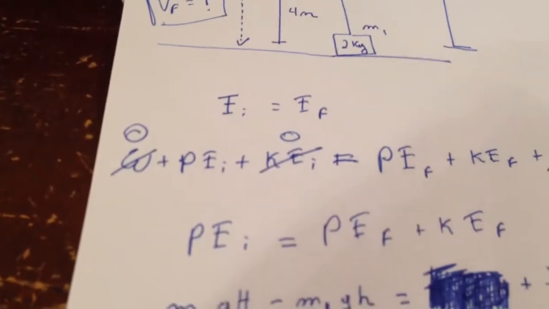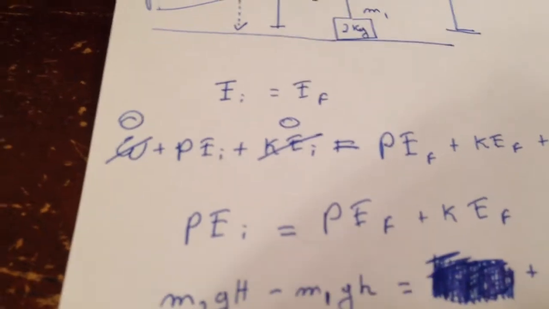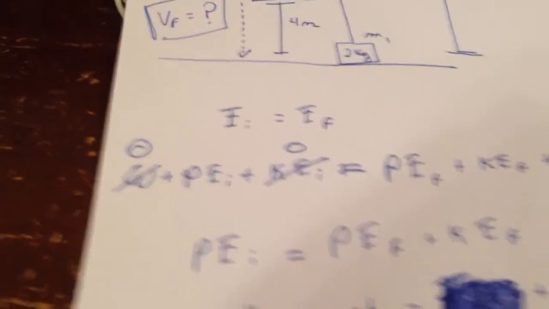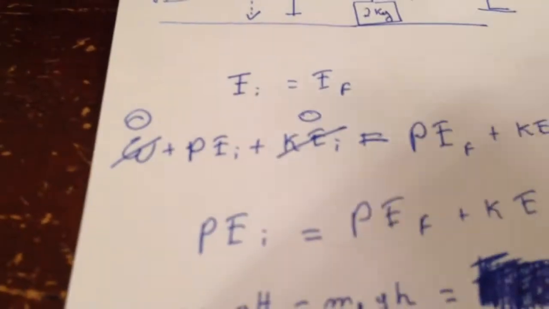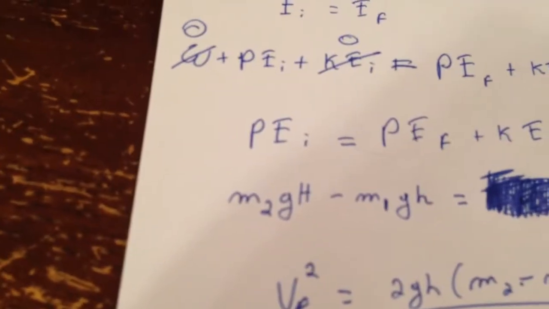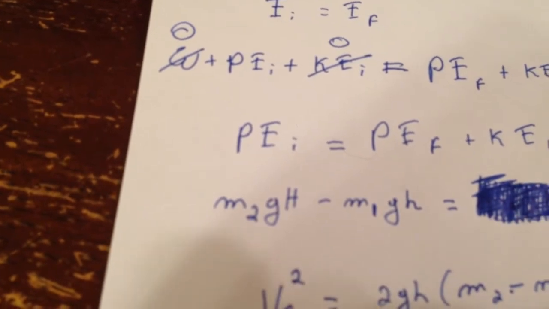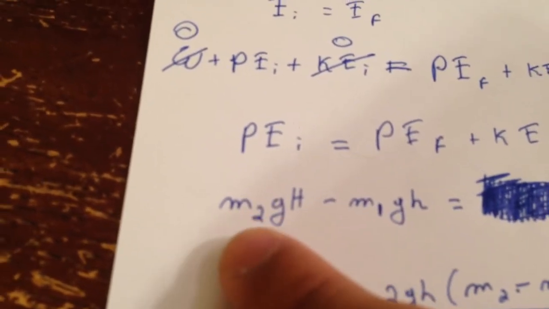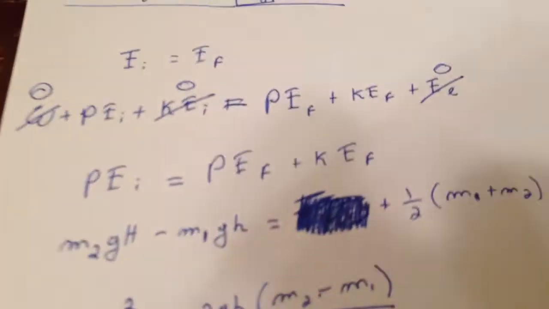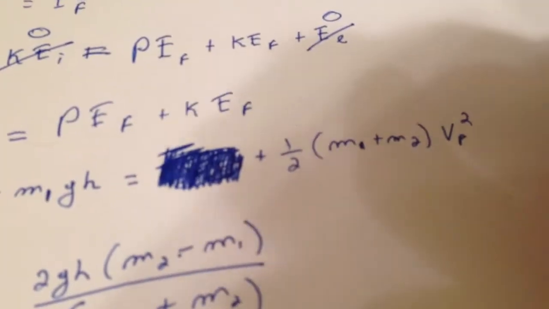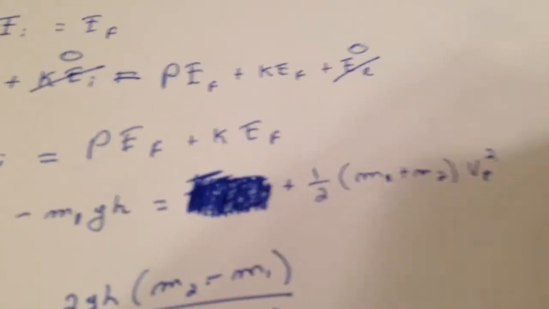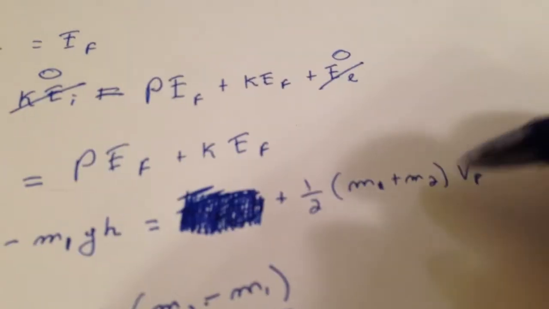So I'm left with potential energy initial equals potential energy final plus kinetic energy final. Now, I moved this to this side, so I put M2 g h minus M1 g h equals a half (M1 plus M2) v final squared. So you're trying to find v final squared.